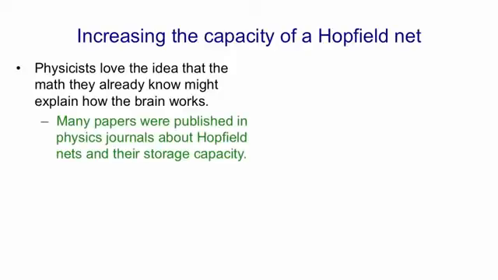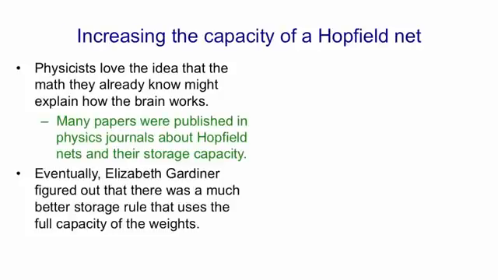So there were a very large number of papers published in physics journals about Hopfield nets and their storage capacity. Eventually, a very smart student called Elizabeth Gardner figured out that there was actually a much better storage rule if you were concerned about capacity, and that it would use the full capacity of the weights. And I think this storage rule will be familiar to you.